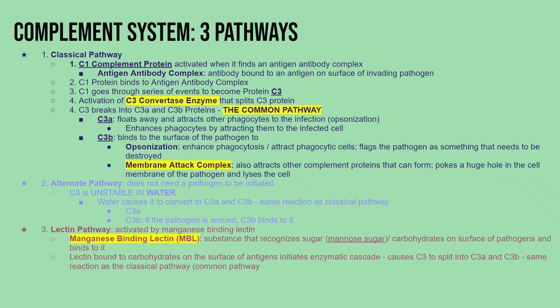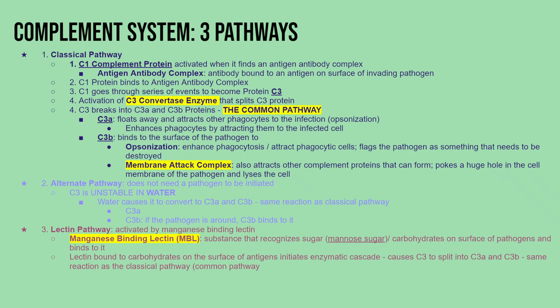So there's a lot of words on this slide, but to break it down, there are 3 pathways of the complement system, or 3 ways that complement proteins can be activated. And again, complement proteins just help the antibodies or white blood cells attack pathogens. So there's the classical pathway, alternate pathway, and lectin pathway.